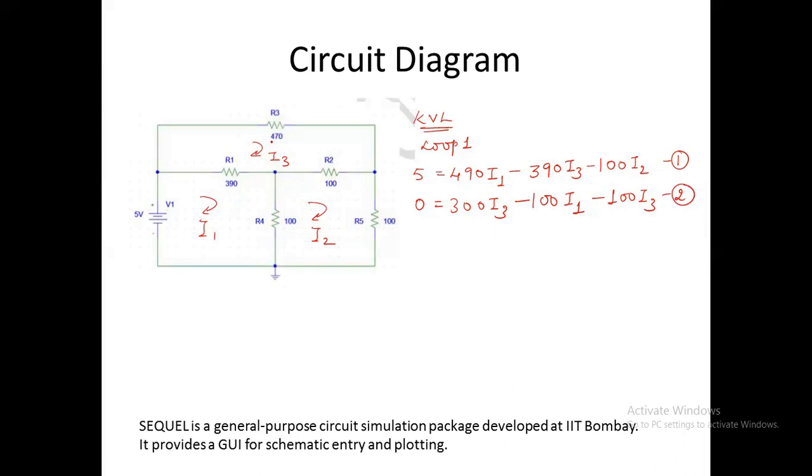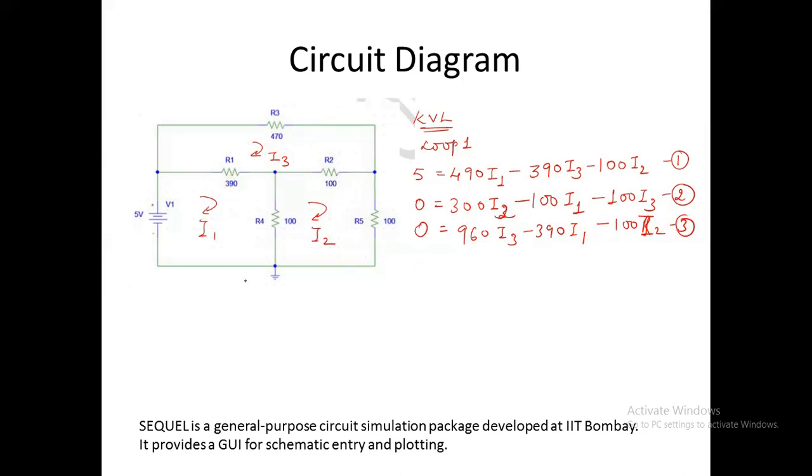What will be the third equation? There is no battery source, so it will be 0 is equal to, again, the sum of the resistances in this loop, 390 plus 470 plus 100. So that becomes 960 I3. Now, this 390 ohm and this 100 ohm are common branch resistances, so minus 390 into I1 and minus 100 into I2. So this becomes your third equation. Now you have three unknowns and three equations.